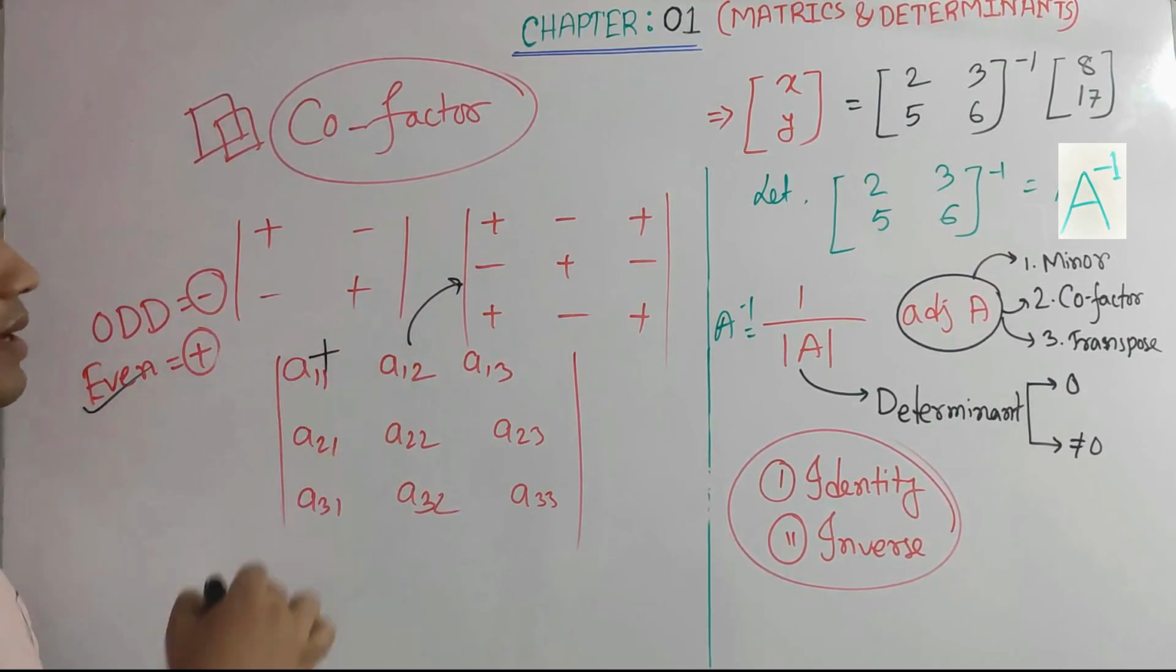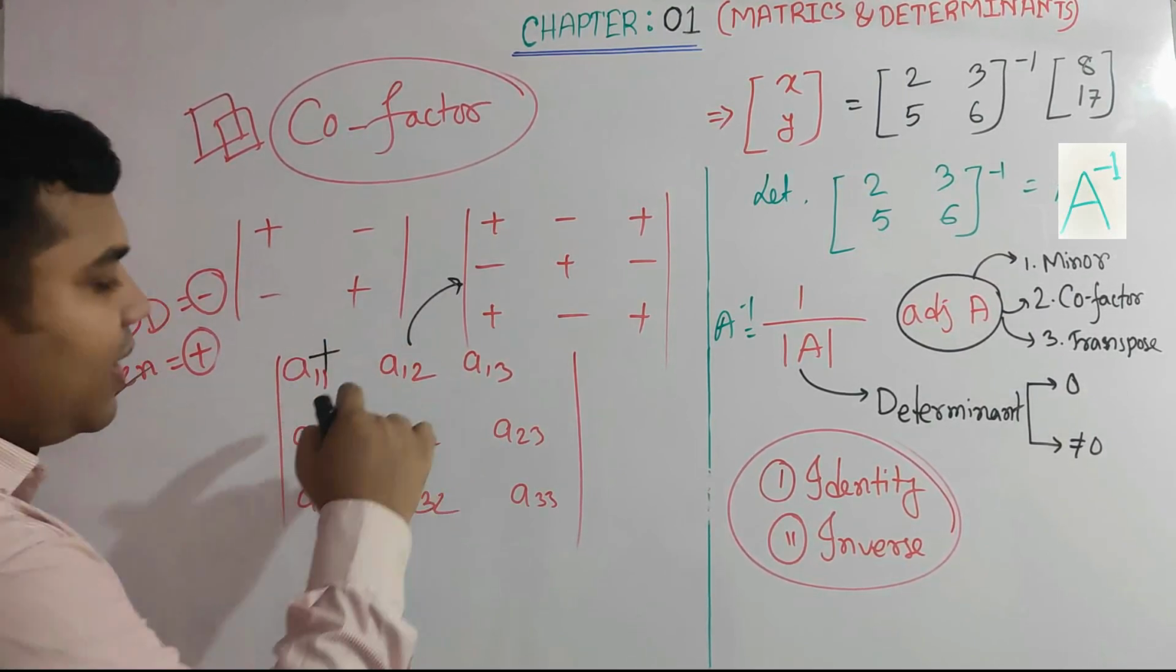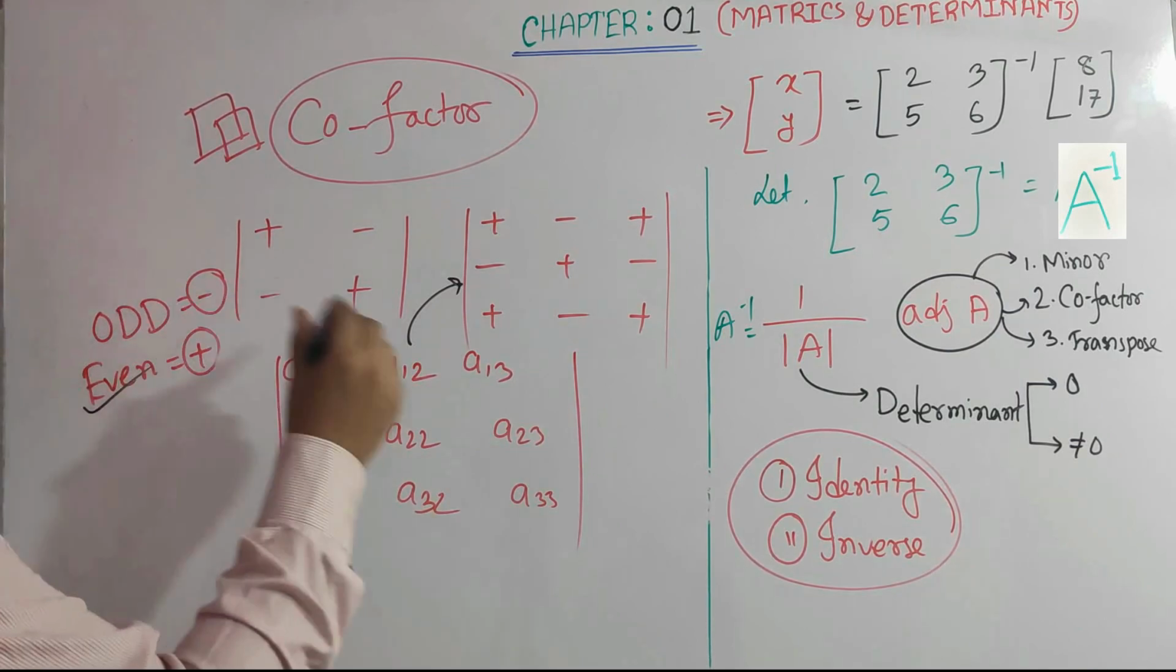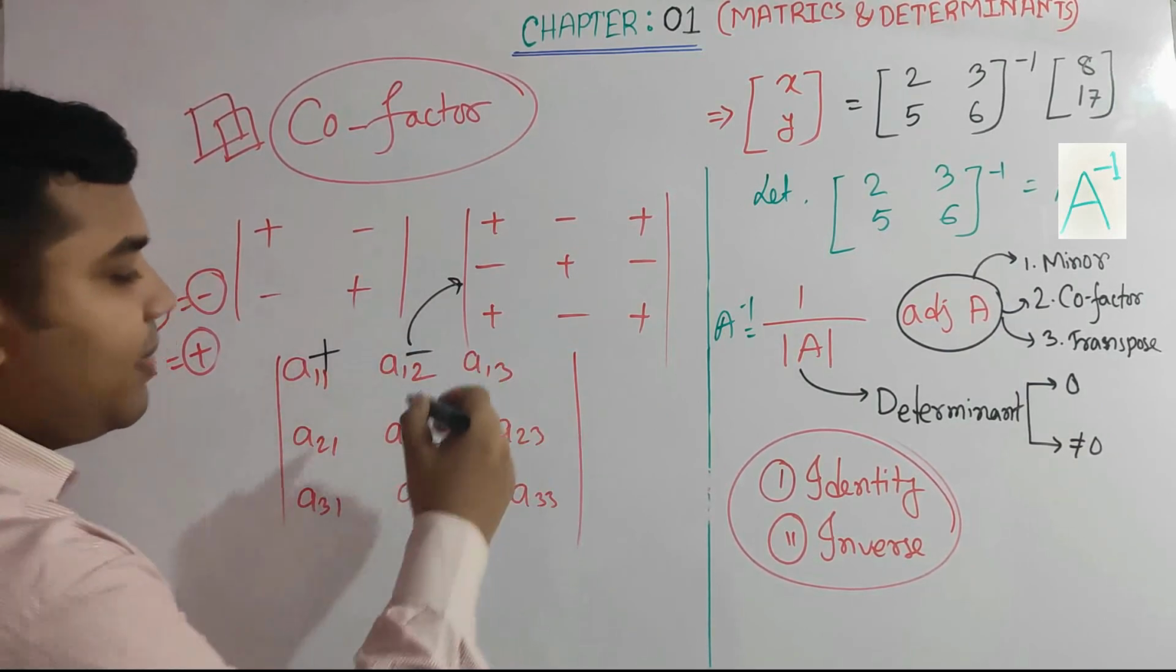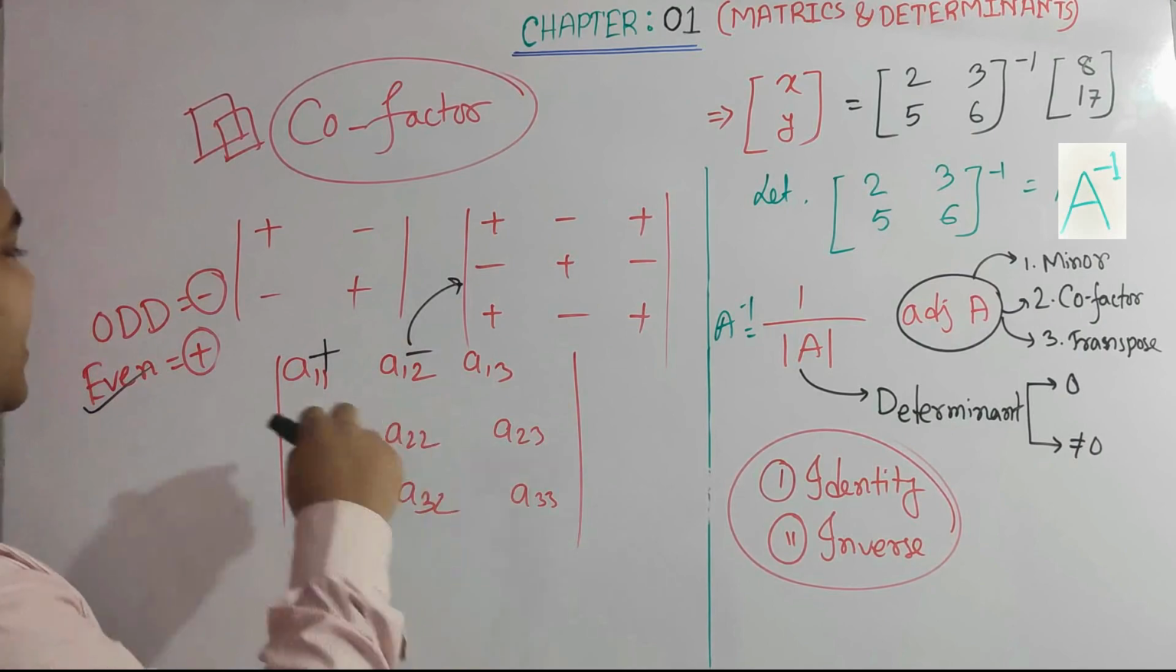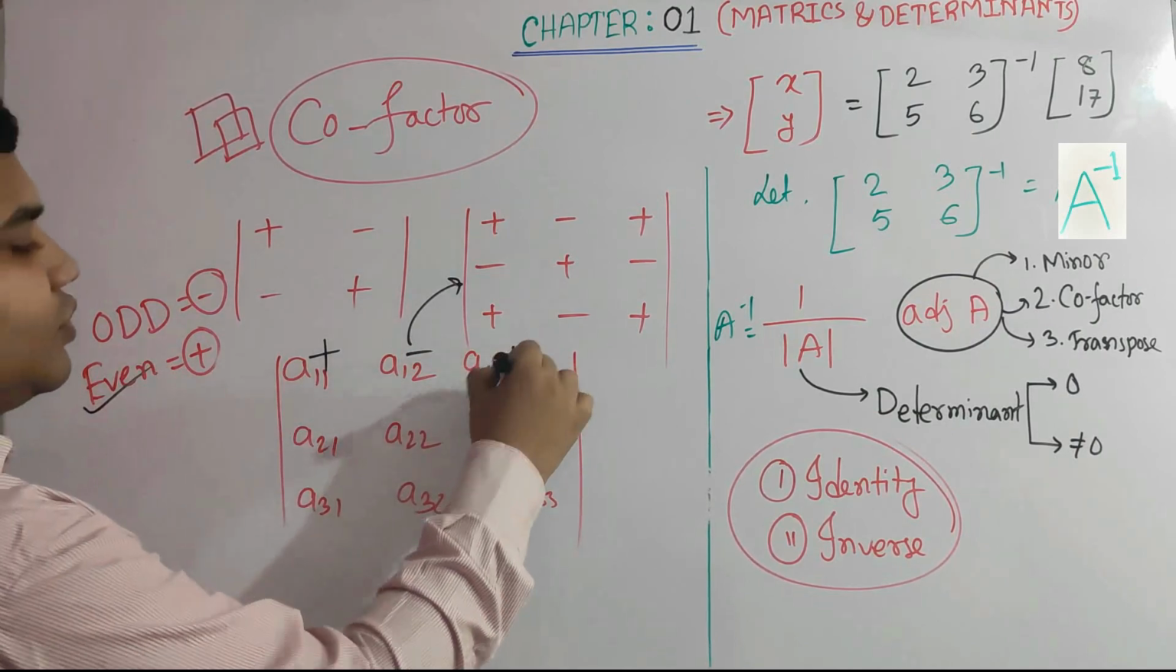So it should be plus. Here is 2 plus 1, 3. It's an odd number, so it's minus. Here is 1 plus 3, 3 plus 1. That means it's an even number, so it should be plus.